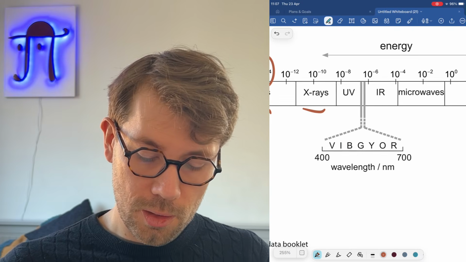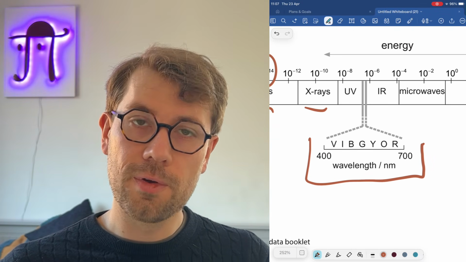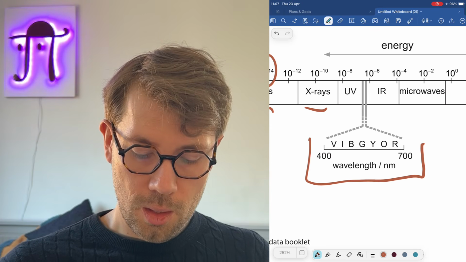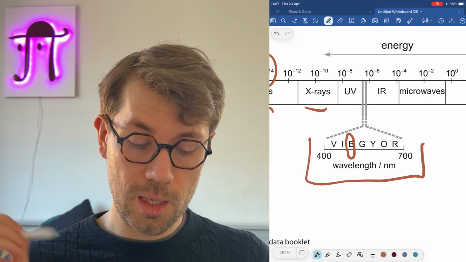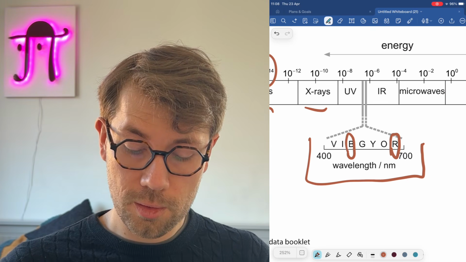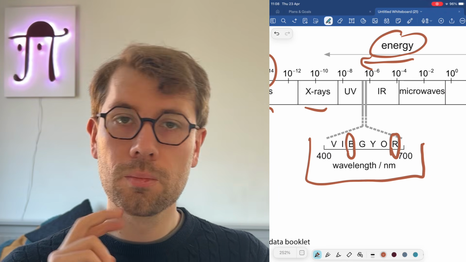Even better than that, and this comes up more than you think, they tell you a good estimate for the wavelength of visible light. And we can see quite obviously here that blue has a lower wavelength than red, but a higher energy, because energies go in this direction.